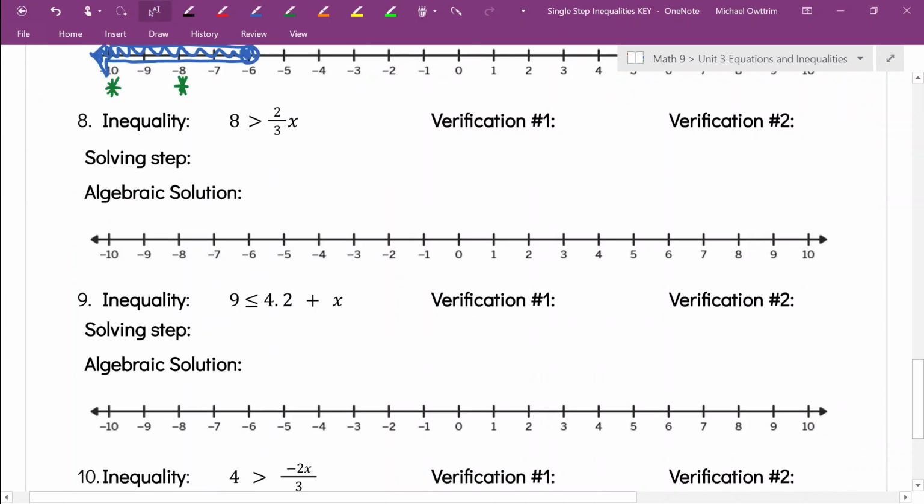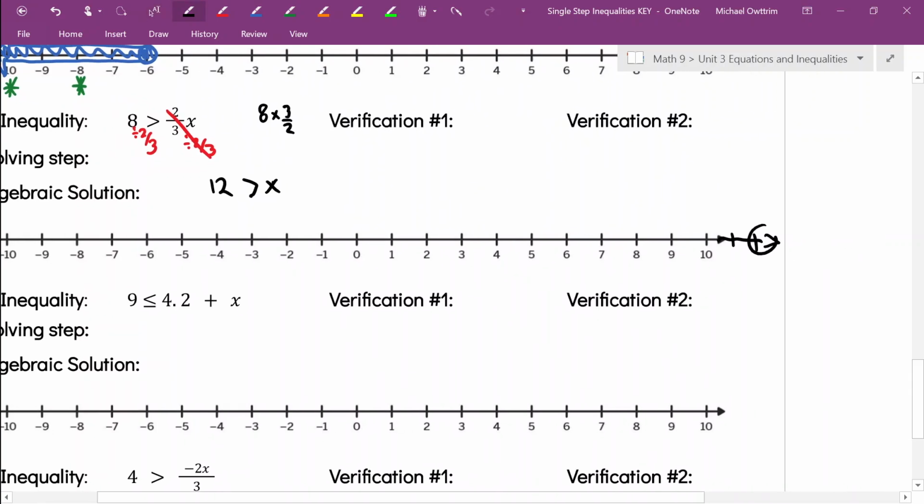In the case of question 8, we've got 8 is greater than 2/3 of x. The opposite of multiplying x by 2/3 is dividing by 2/3, so we'll do that to both sides. 8 divided by 2/3 is really 8 times 3 over 2, which is 24 over 2, which is 12. So we can say 12 is greater than x. So this one here goes off your screen a little bit, or off your number line a little bit. And of course our x would be values that are less than 12.